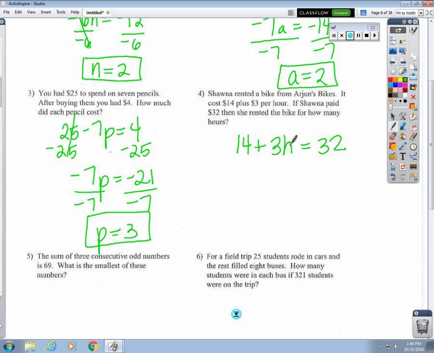Okay, so how would you solve for H? Minus 14. 3H equals 18, and then you do what? Divide by 3 on both sides. You get 6. H equals 6.